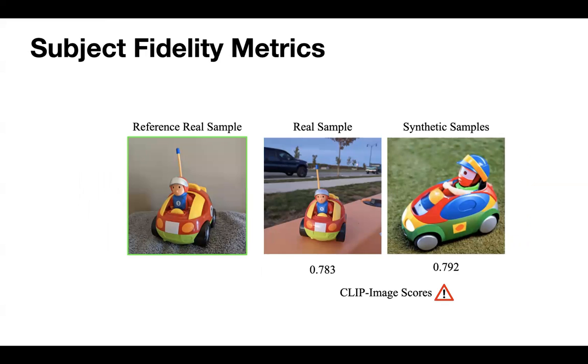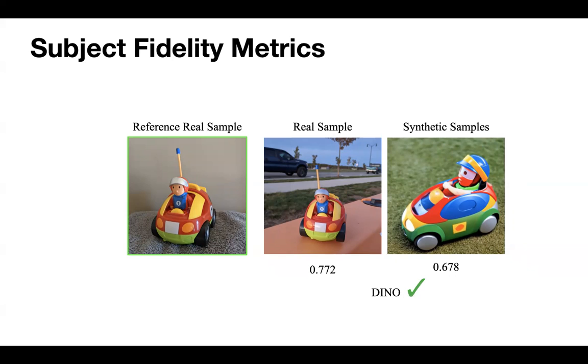Going back to the topic of subject fidelity metrics, CLIP image, which is the cosine similarity between the CLIP embedding of two images, has some shortcomings. For example, here the synthetic sample on the right scores higher in CLIP similarity to the reference than a real sample of the same subject. CLIP works at a conceptual level that sometimes does not capture subject detail very well.